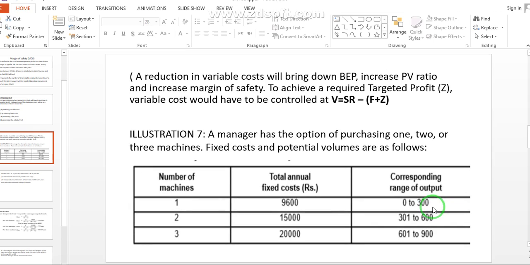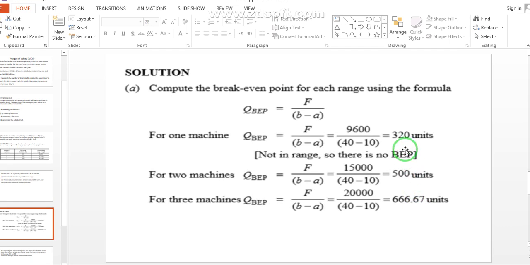So if you focus here, 0 to 300, 301 to 600, and then 601 to 900 are their output ranges. The output of machine 1 is this much, machine 2 is 301 to 600, and machine 3 is 601 to 900. If you focus on the break-even point for each unit, what would it be? Respectively, for machine 1, the break-even point is 302, where the business or the operation is not getting profit or loss. It means that they have to produce, or the output must be 302.